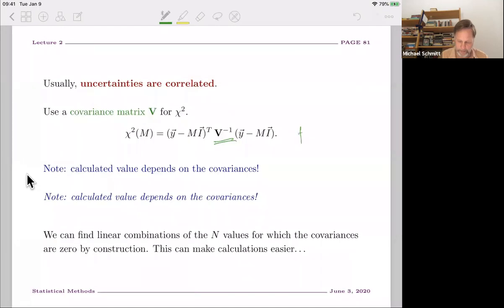And so you just have to build a covariance matrix and use this version of the formula to minimize. One thing I want to make sure people don't miss is the fact that the calculated central value for M will depend on the covariances, right? This is a set of linear equations. If you're changing the coefficients, the answer will be different in the end. And you shouldn't forget that.